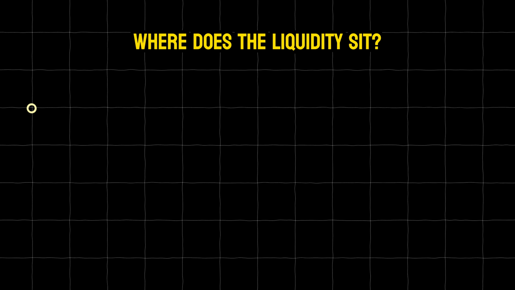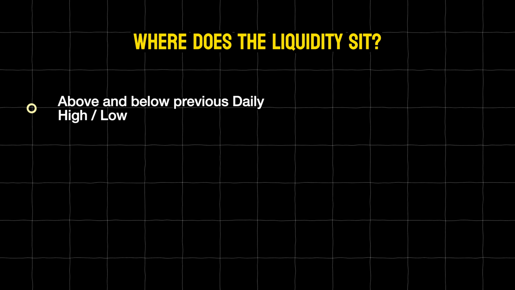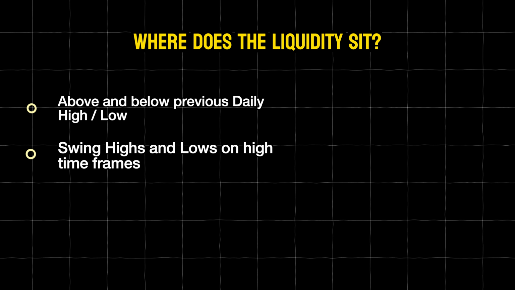The most liquidity on a market is above the previous high and low of the day. Liquidity also sits in high amounts on higher time frame levels, swing highs and lows. To understand the trend, look for liquidity sweeps. Let's look at how to read price action with liquidity sweeps.